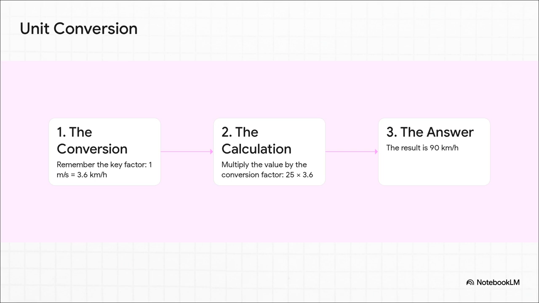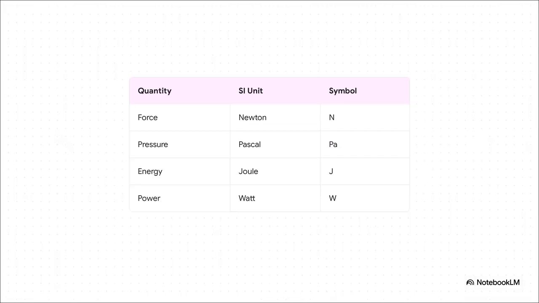And boom, there you have it. 25 meters per second is exactly 90 kilometers per hour. And just to really hammer home this whole derived quantity thing, check out this list. Force, pressure, energy, power. These are the titans of physics. And every single one of them is a derived quantity built from those basic units we started with.